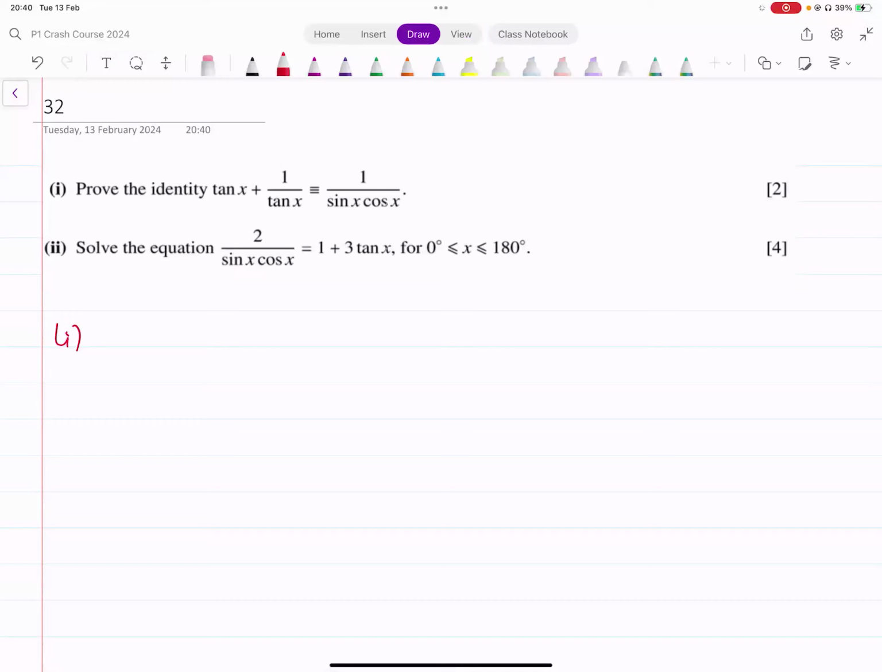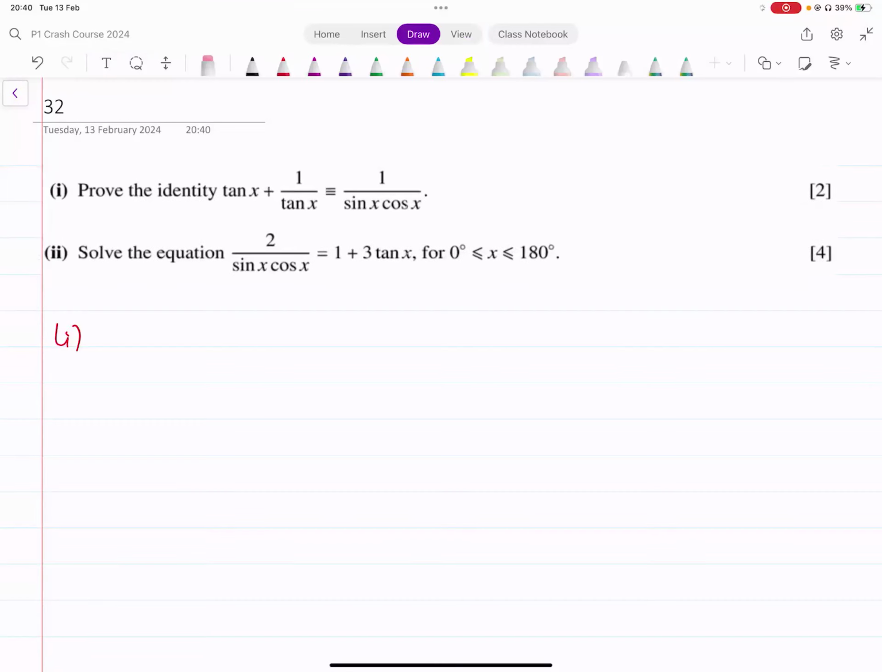Okay, so we have to prove this identity, right? Tan x plus 1 over tan x, that's identical to 1 over sin x cos x. Now that's interesting. Remember the thumb rules that we discussed earlier, which side we should start from? The side that has more different types of functions. The right-hand side has different types of functions, right? We have sine here, we've got cos here.